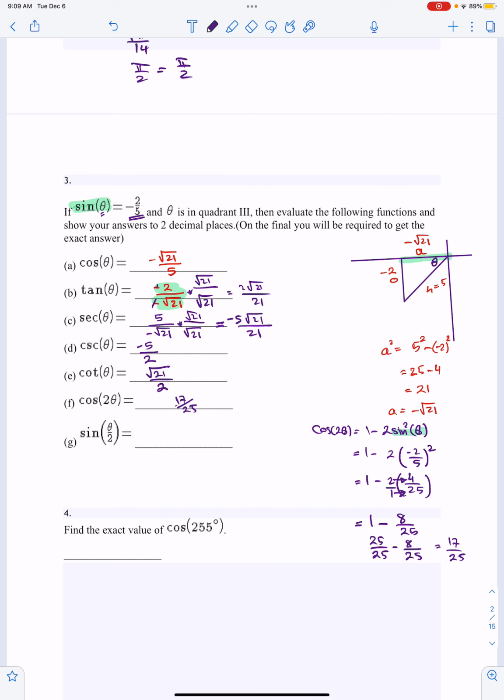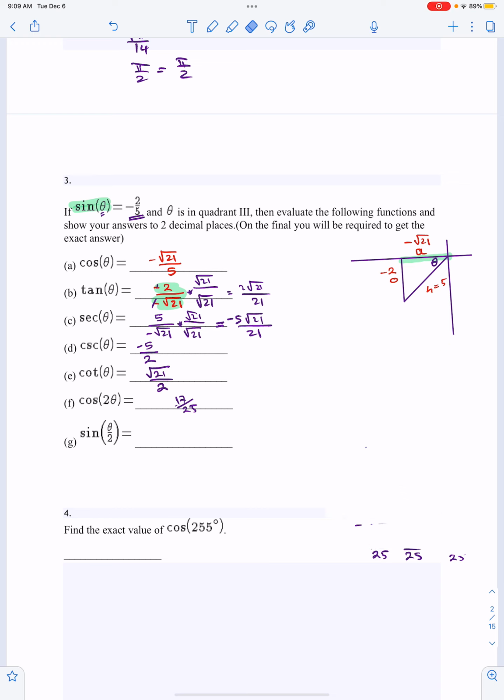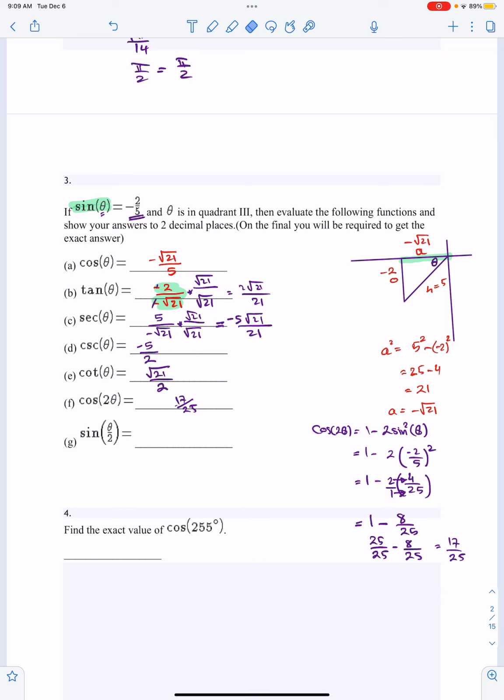Sine theta over 2, we know this is in the third quadrant, so sine is negative in the third quadrant. So we're going to use the other formula. So I'm going to erase this. I'm going to erase most of this work so I can fit the work for the last part here. Erase it one more time here.